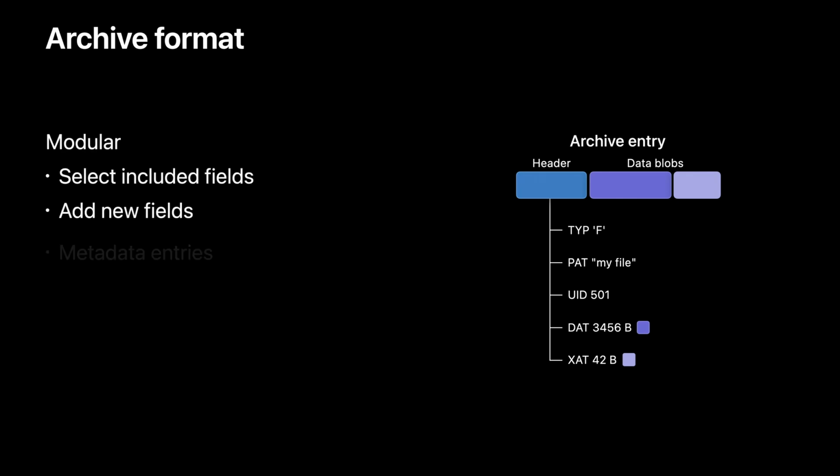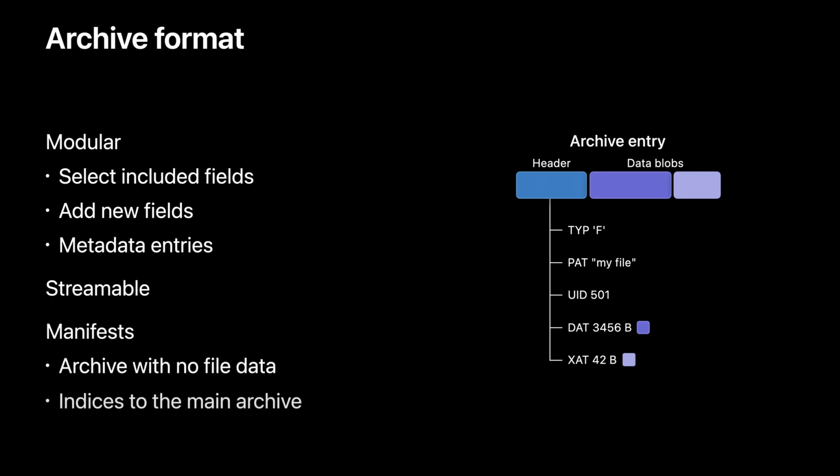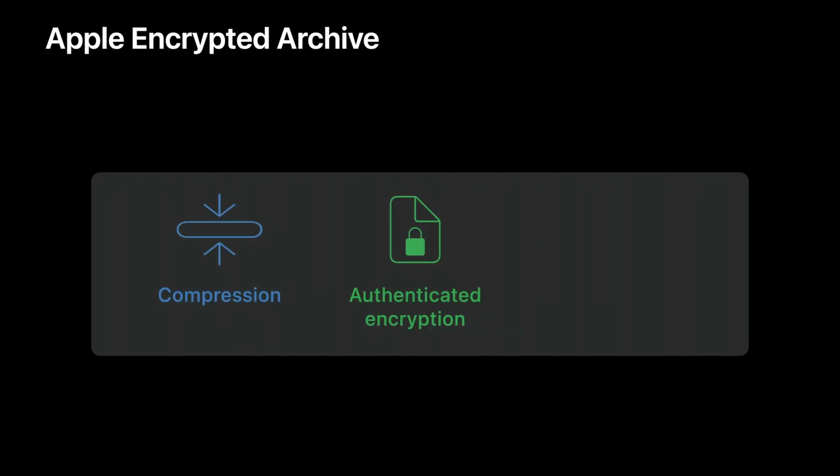The archive format itself provides a modern modular approach, allowing you to select exactly which file attributes and metadata you want to store. It is streamable, which means you don't have to worry about fitting the entire data in memory at once. It also supports separate manifest files for indexing into large archives like file system images. The new Apple Encrypted Archive builds on this, combining compression, authenticated encryption, and a digital signature into a single, secure package.